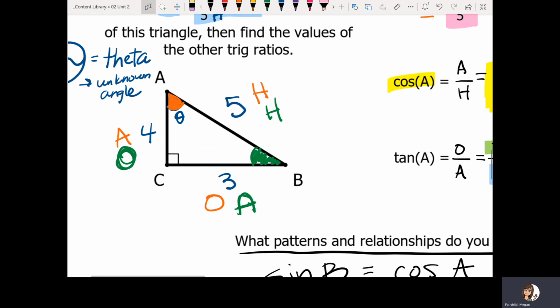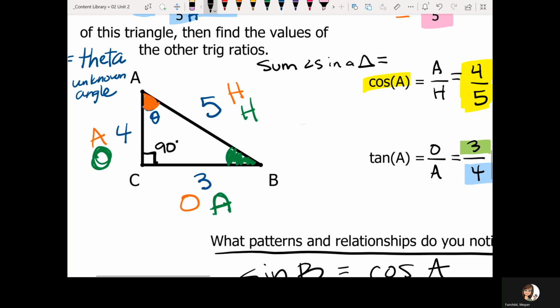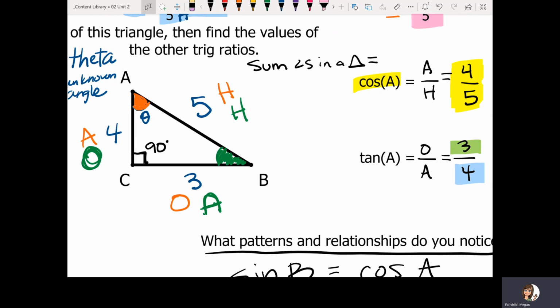Let's talk about this triangle for a second. We have one angle that is 90 degrees. What do we know about the sum of the angles in a triangle? What do they add up to? 180, right? Because it's like half a rectangle. So if this angle's 90, what are A and B going to add up to? 90. They add up to 90 degrees total.